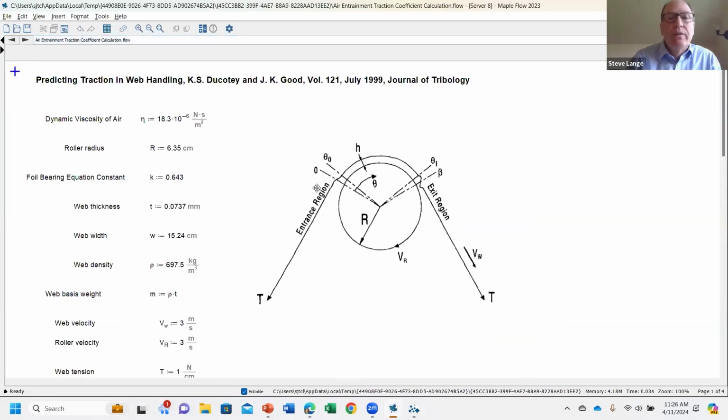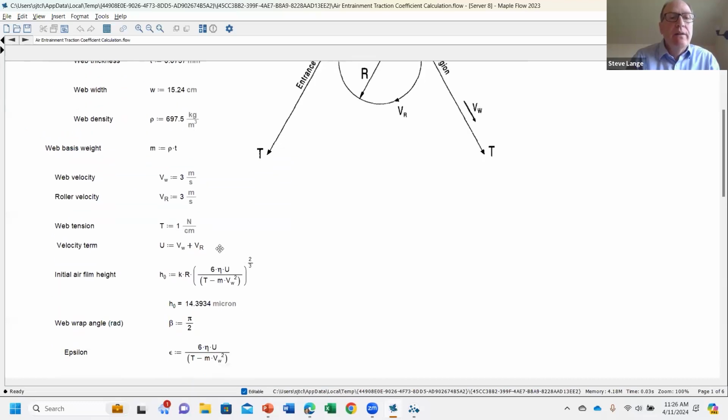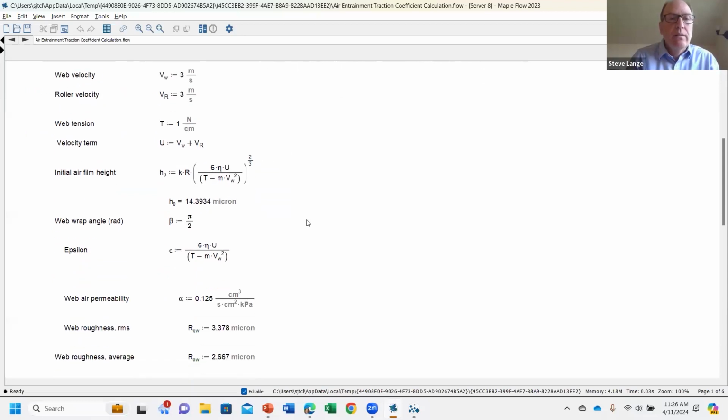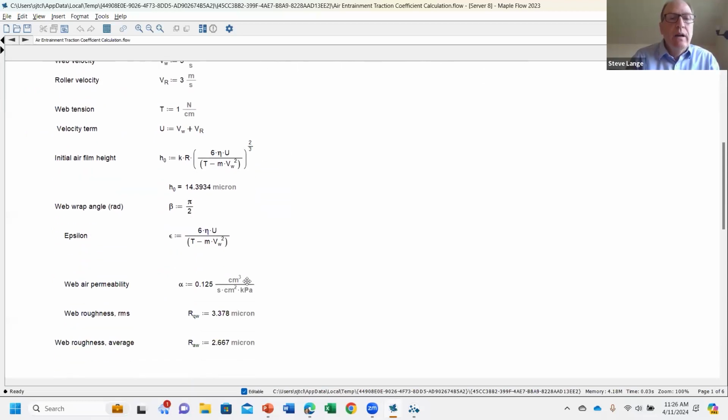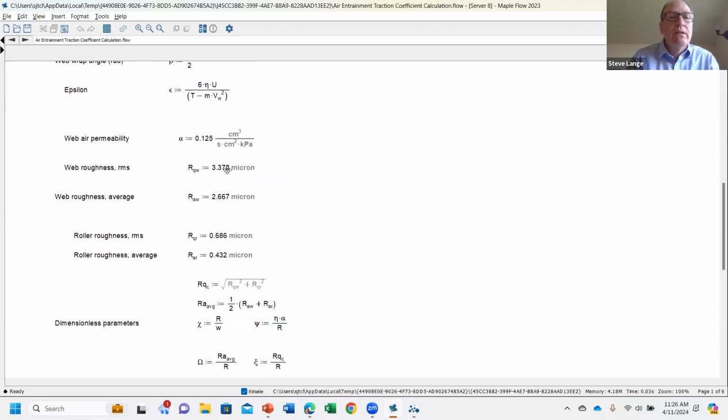where we've got our roller dimensions, we have the dynamic viscosity of air, our web thickness, width, density, etc. We could calculate this air film height, and this example was 14 microns. We have our tension at 1 Newton per centimeter. We have our air permeability of the web. We have roughnesses of the web and roller.